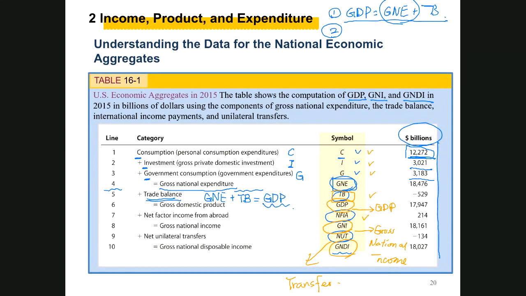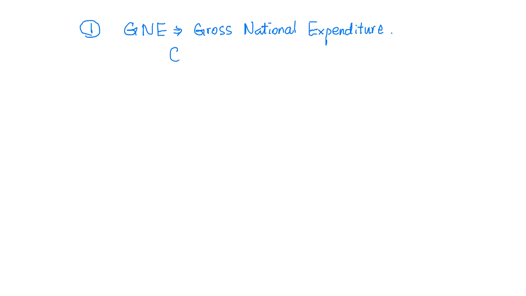Okay, maybe let me use the whiteboard to go over it one more time. So the first equation you need to know is GNE. This stands for gross national expenditure. This one is equal to consumption plus investment plus government spending.